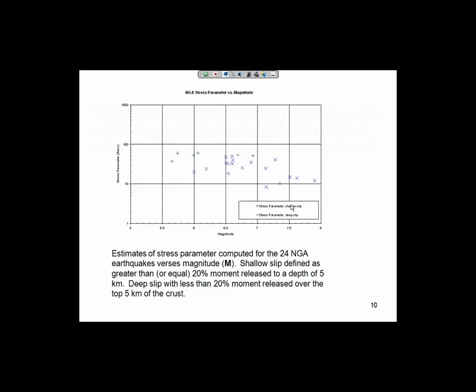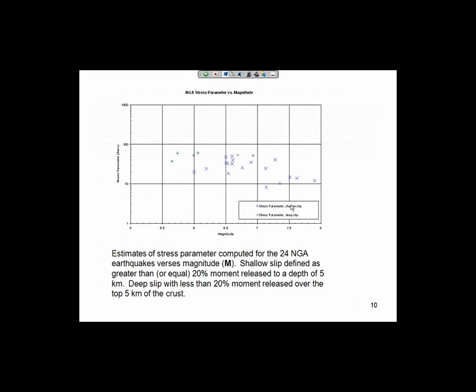So you can see this slide. We have stress parameter, which is estimated from our modeling results, versus moment magnitude. And there are 2 types of slip shown. One is stress parameter from deep slip earthquakes, of which there are 6 in our database, and they range from Coyote Lake, which is a strike slip earthquake in Northern California, to Whittier Narrows, which is a deeper earthquake in Southern California. And this slide is suggestive that as you increase in magnitude, stress parameter decreases.